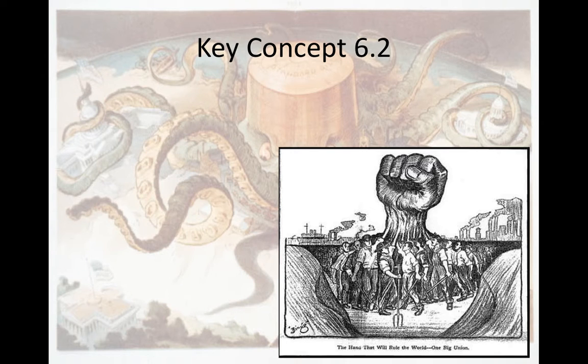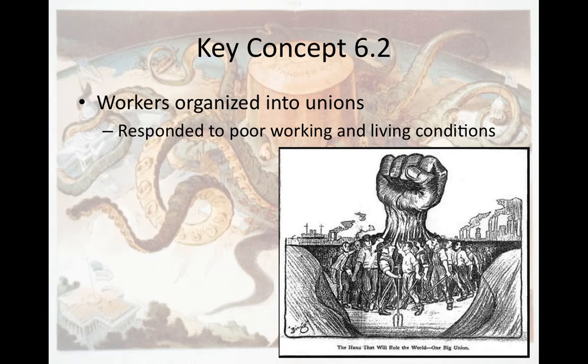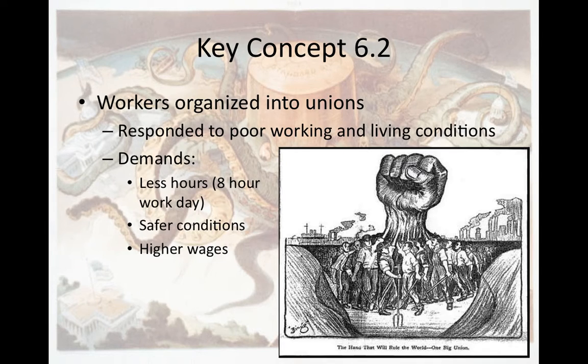Okay, so now let's talk about the naysayers against industrialization. That would be our workers. Since workers had poor working conditions and poor living conditions, they responded by organizing into unions, and generally the demands of the unions were that they wanted to work fewer hours, which seemingly gives more people jobs, because if two people each have a 12-hour shift and you knock the hours down, you give three people 8-hour shifts.